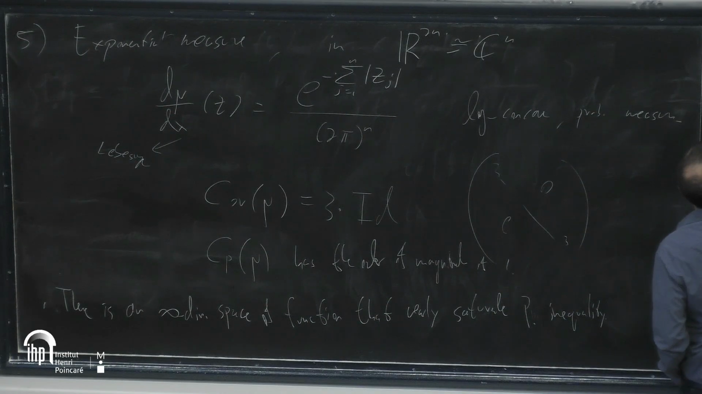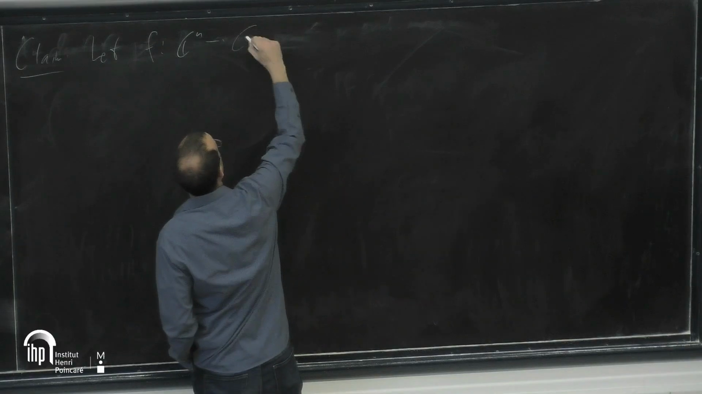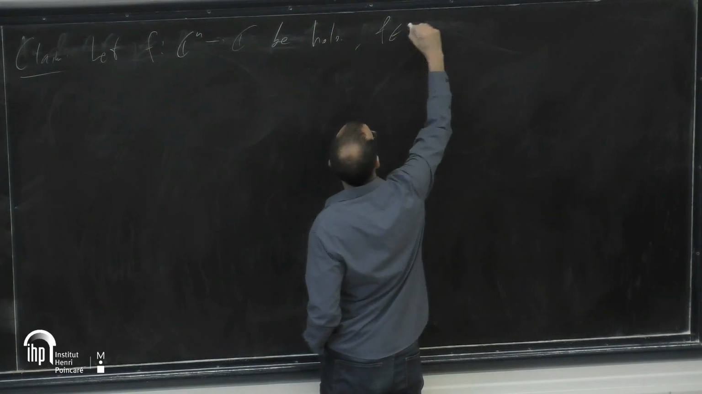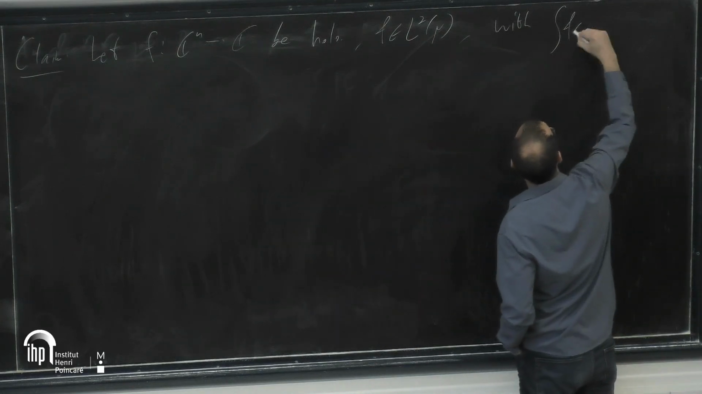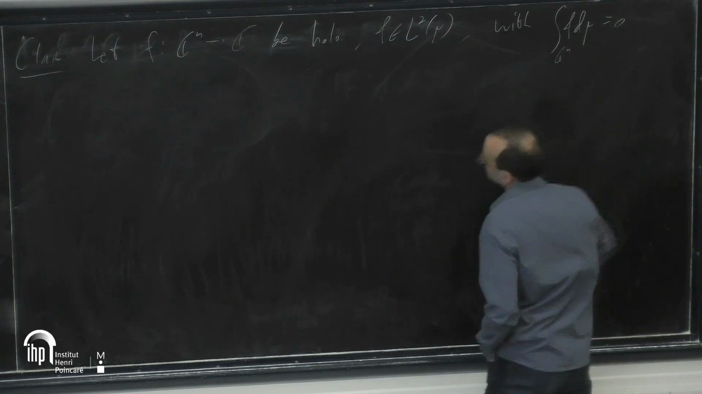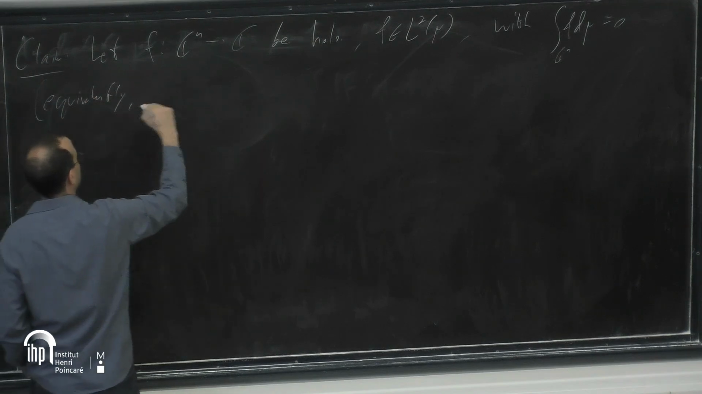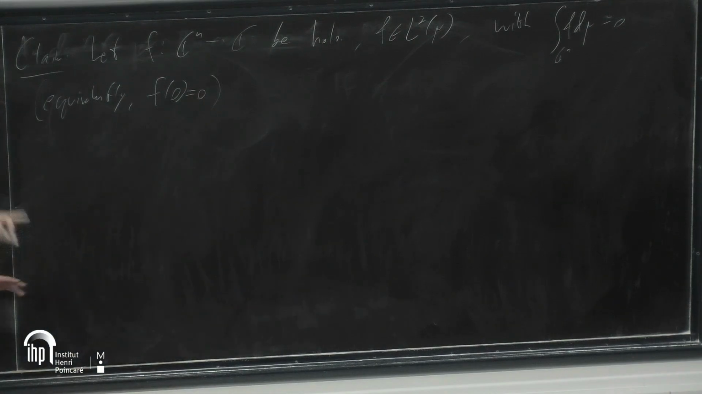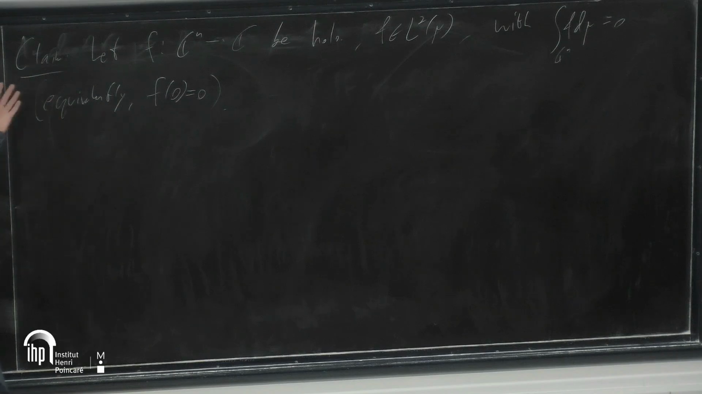The claim is that if f is holomorphic, so suppose that f is a holomorphic function, maybe a polynomial even, any holomorphic polynomial, in L2 of mu with integral f d mu equals 0. Equivalently, this just means that f vanishes at the origin. That is what the last condition means, because you do the Cauchy integral, you get it. So this is an infinite dimensional space of functions; all holomorphic polynomials are there.